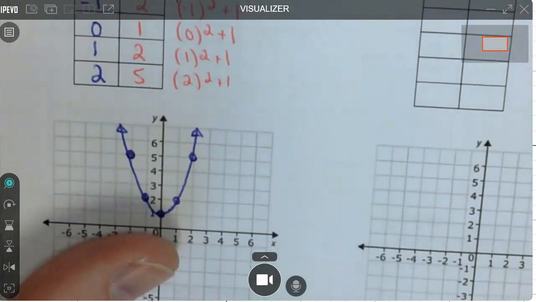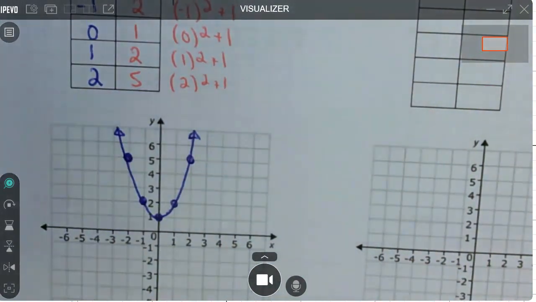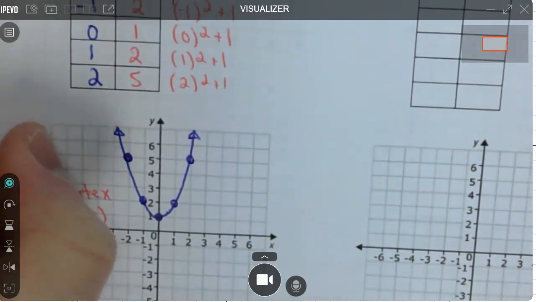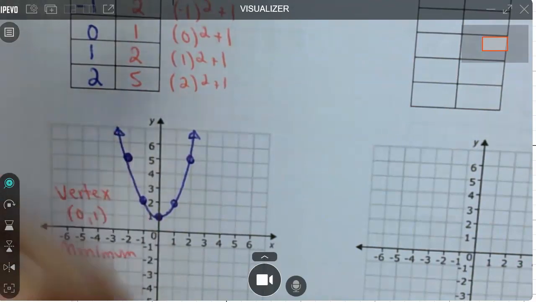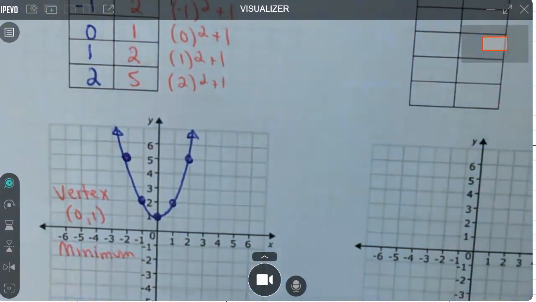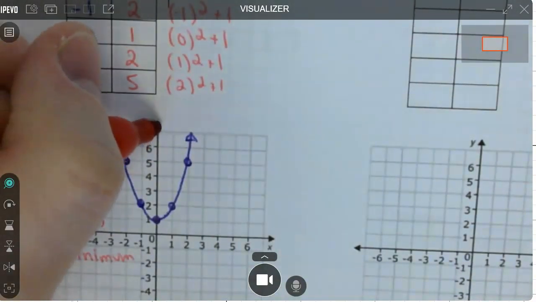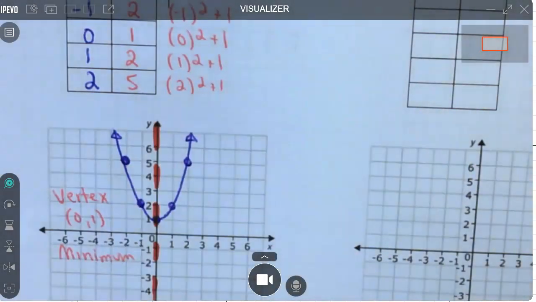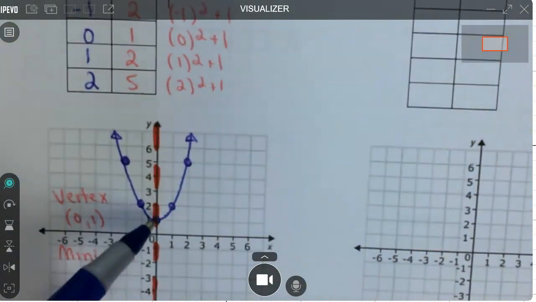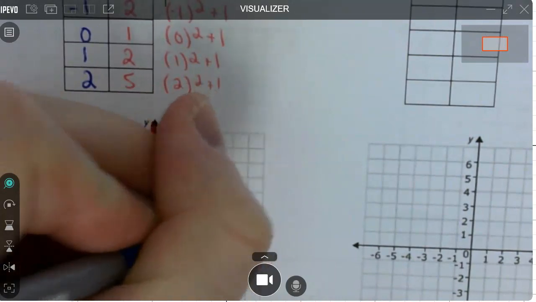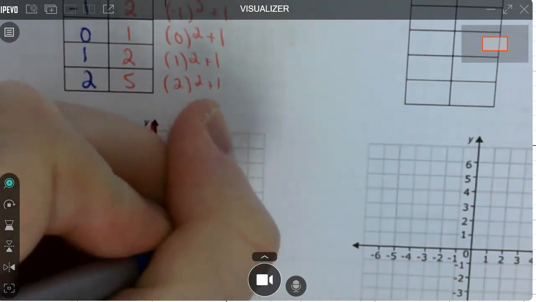And so now when I come down here, my vertex is at 0, 1. The graph is opening up, so this is a minimum. And then my axis of symmetry, that line that cuts the parabola in half, that hasn't changed. It's still right down the middle, through the vertex. The vertex is on the y-axis, so my axis of symmetry is still at x equals 0.